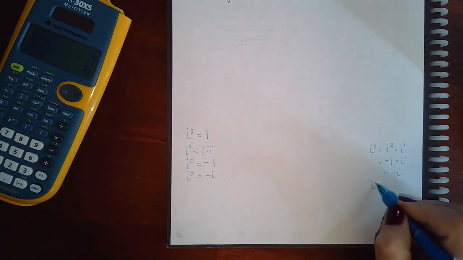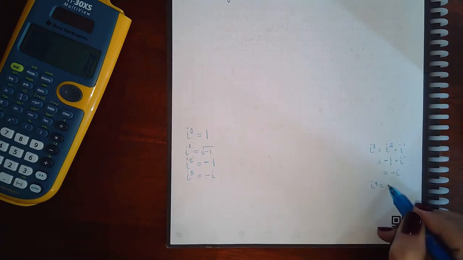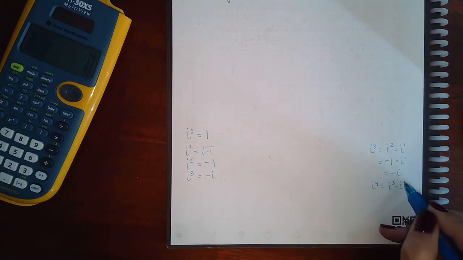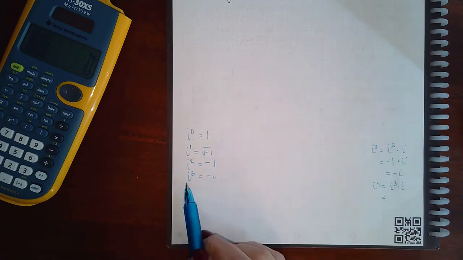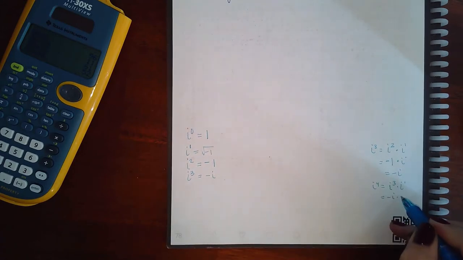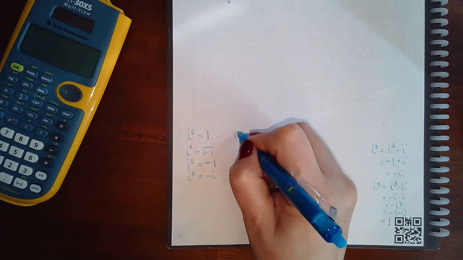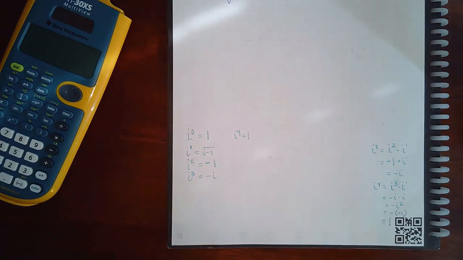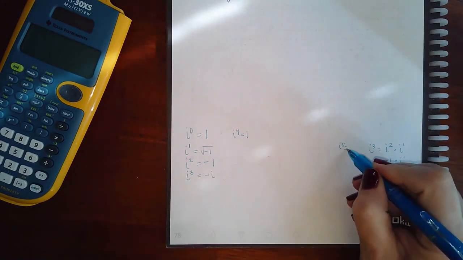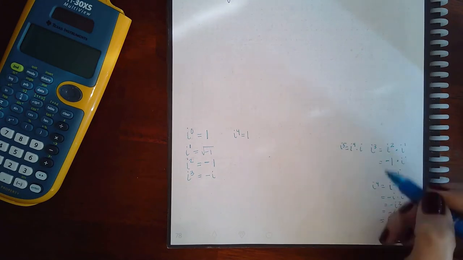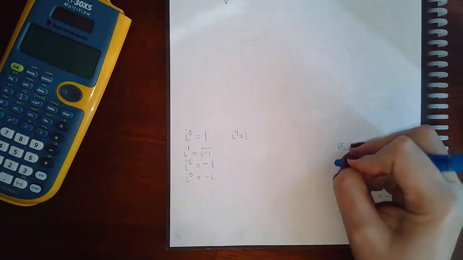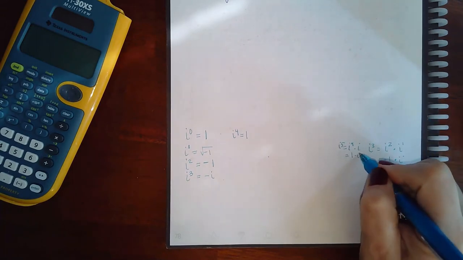i to the fourth power will equal i cubed times an extra i. And I know that i cubed is negative i, times this extra i is negative i squared. And we know that i squared is negative 1, so a negative of negative 1 is the same as positive 1. So now I know that i to the fourth power is positive 1. i to the fifth power is i to the fourth power times i, which means since i to the fourth power is 1, it's just i.